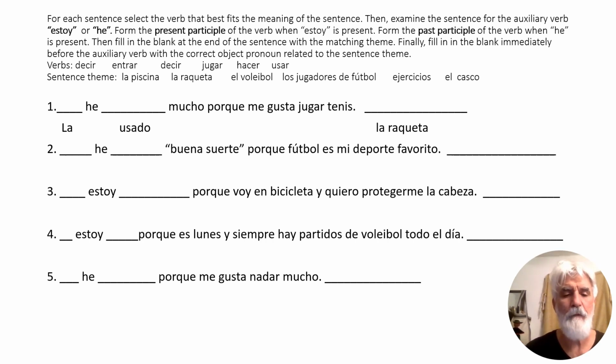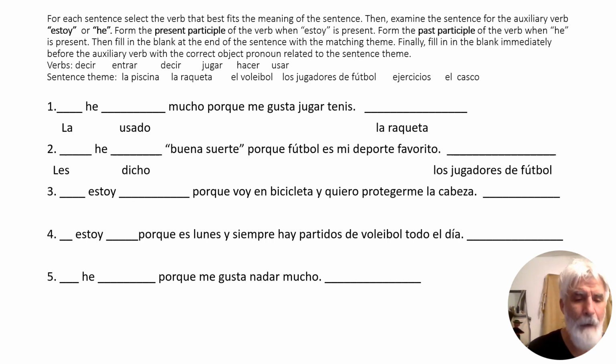And it's got to go before the conjugated verb he. All right, so let's see what this looks like. Les he dicho buena suerte porque fútbol es mi deporte favorito. And again, here I put the theme of the sentence, los jugadores de fútbol. So I have told them, right? Buena suerte porque fútbol es mi deporte favorito. So here we put the object pronoun. This time it's the indirect object. The indirect object is les because it's to them. It's a plural, los jugadores. Let's look at the next one.